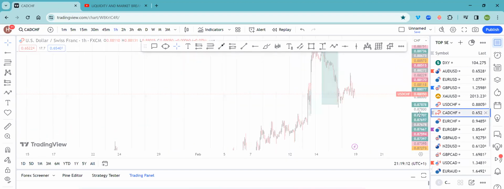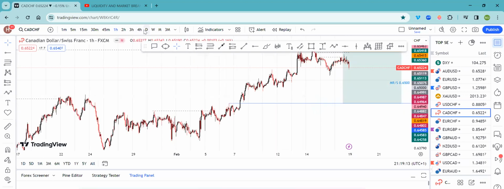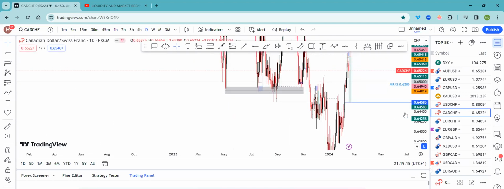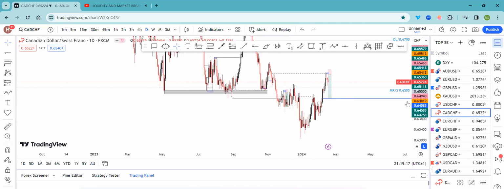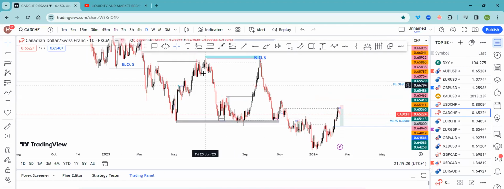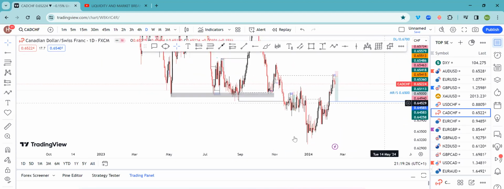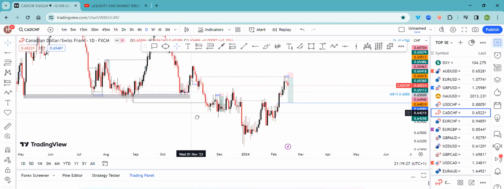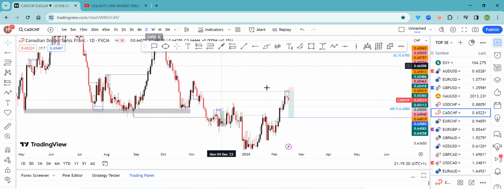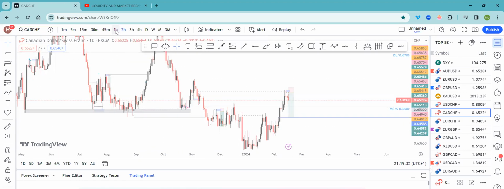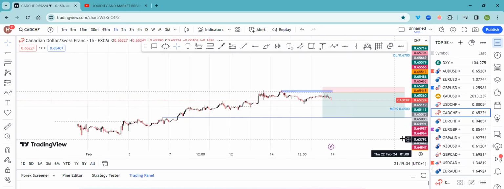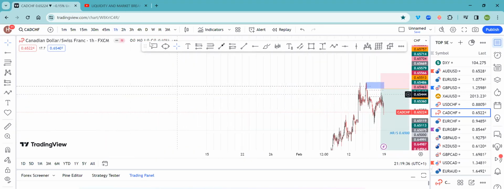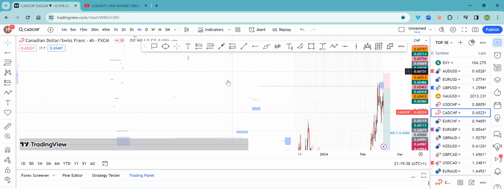Now, this CAD CHF as well, let's look at CAD CHF. Let's look at where we are coming from, right? CAD CHF has also been very strongly bearish, lower lows, lower highs, lower lows, lower highs, right? Now look at where we approach around this area. From the daily, you can see the way the market is pushing. Now let's look at 4 hours.